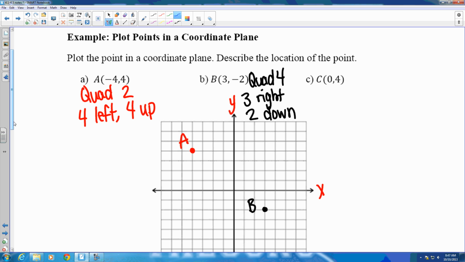And point C, (0, 4). So we don't move at all horizontally, and we move up 4. 1, 2, 3, 4. So describe the location of that point. What quadrant is that in? Well, it's not in any quadrant. It's right between 1 and 2. But what we can say if it's on one of those 2 axes is just state which axis it's on. So this is the y-axis. We did not move at all to left or right. You still have to say that though. And we moved 4 up.